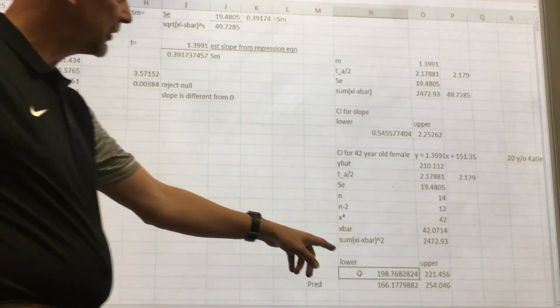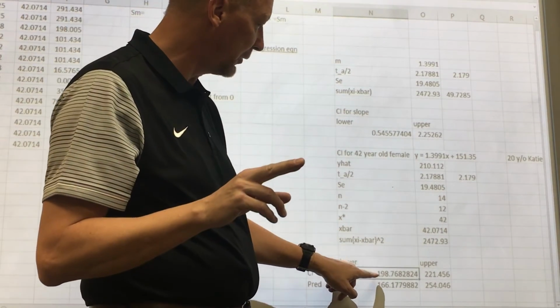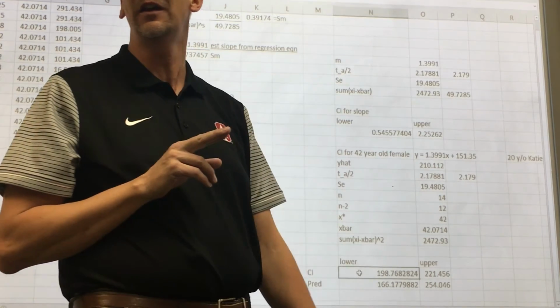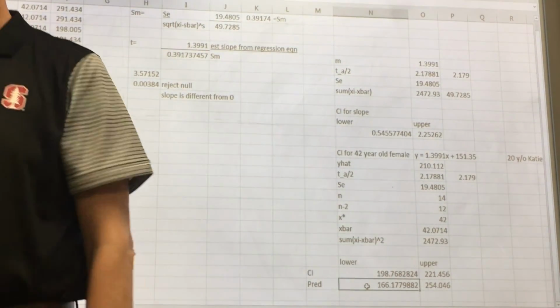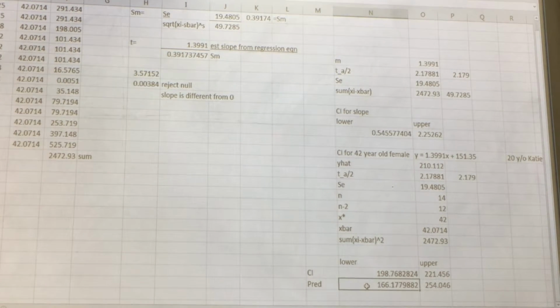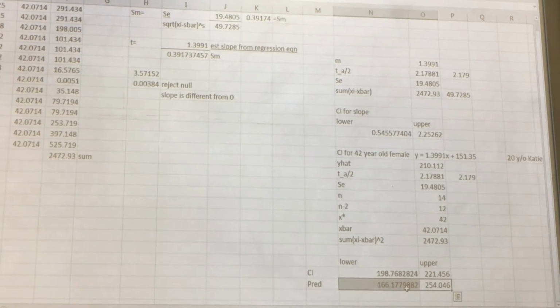We would just say that the mean of a 42-year-old female would be between 198 and 221. We would predict that individuals would be between 166 and 254 with 95% confidence. That's the difference the confidence interval means. This is the mean, this is the individuals.